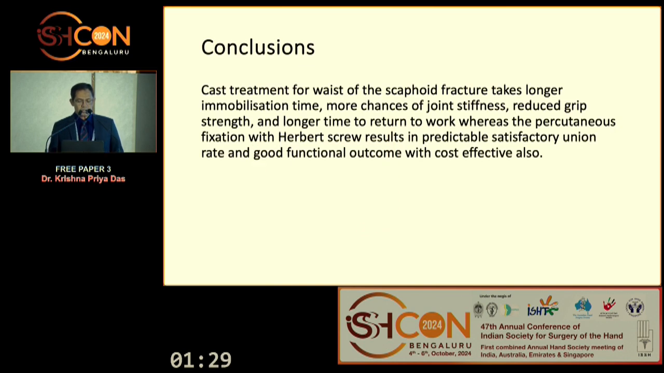Cast treatment for waist of the scaphoid fracture takes longer immobilization time, with more chances of joint stiffness, reduced grip strength, and longer time to return to work, whereas percutaneous fixation with Herbert screw results in a predictable satisfactory union rate and good functional outcome, and is cost effective also.